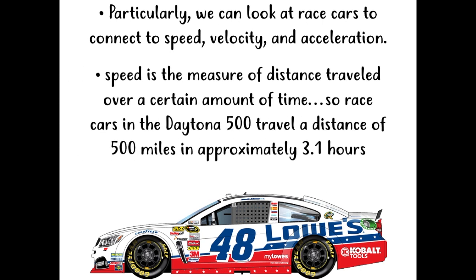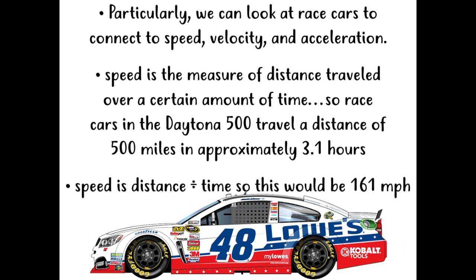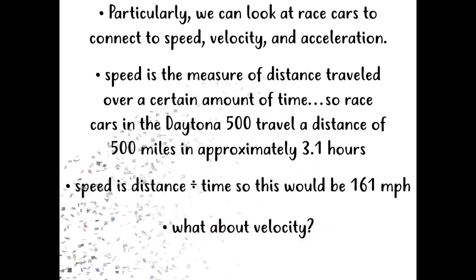Speed is the measure of distance traveled over a certain amount of time. So, race cars in the Daytona 500 travel a distance of 500 miles in approximately 3.1 hours. So, speed is distance over time, so this would be 161 miles per hour. So, what about velocity?